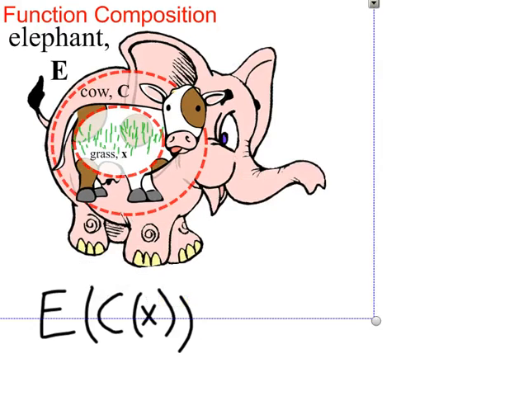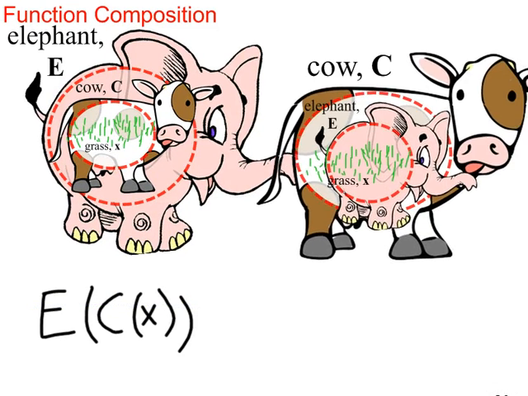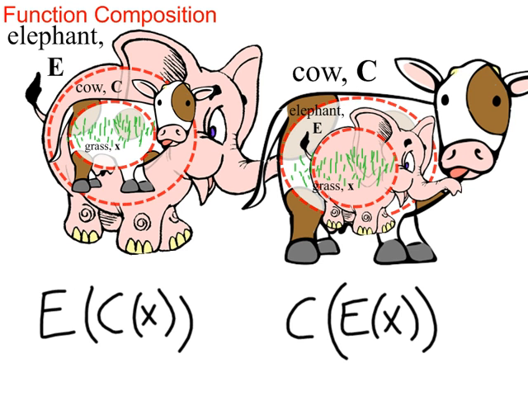With me? Notice that this is different. I would say that a cow eating an elephant is different than an elephant eating a cow. So this function over here, if the elephant ate the grass first, we would call that E of X. And then if the cow came along and ate the elephant, C of E of X. This is composition of functions.